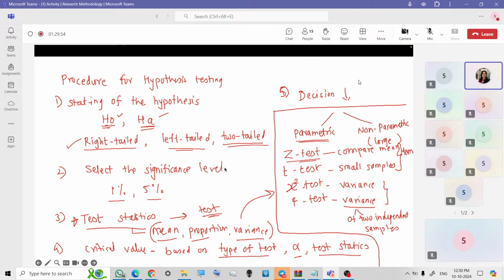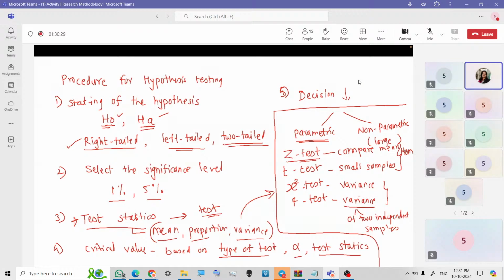Okay, so first, write the hypothesis. The first step is to state the hypothesis. Then the second is based on the hypothesis. Suppose I'm saying that the age of a person is 50 years for certain tasks. So I'm writing my null hypothesis like that, and my alternative hypothesis is not equal to. Whenever I'm saying not equal to, it is a two tail test. If I'm saying less than 50, then it is a left tail test. If I'm saying greater than, then it is a right tail test.